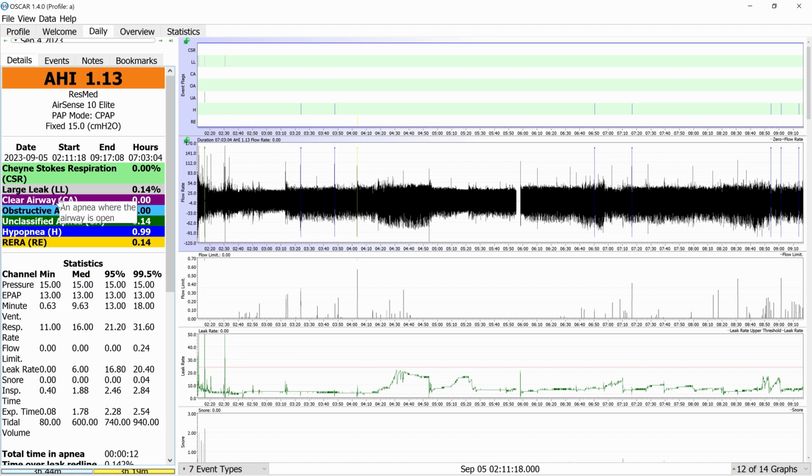Clear airway: the machine detects that the airway is open, so you could be having a central apnea. What it'll do is send a little pulse of air and determine whether it's due to obstruction or due to a clear airway. Obstructive apnea, I don't think I need to explain that. Unclassified apnea is when the machine is basically unable to determine what kind of apnea it was. Hypopnea, you all know. RERA, respiratory effort related arousals, which is basically a sub-hypopnea.